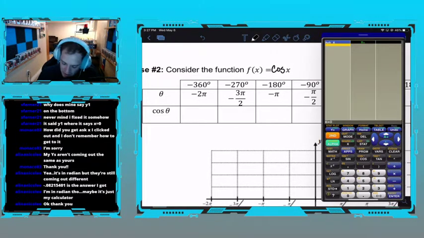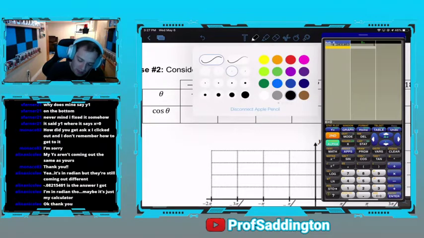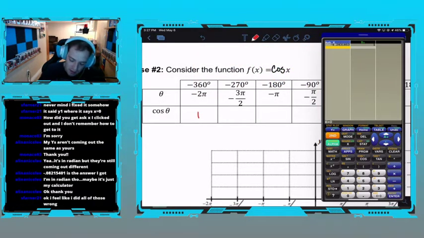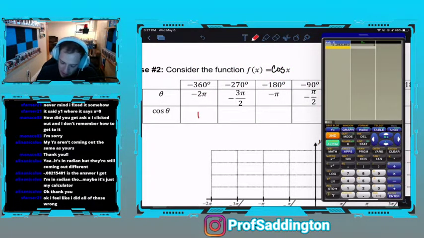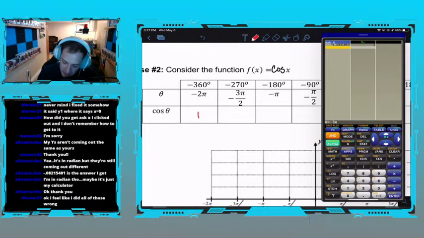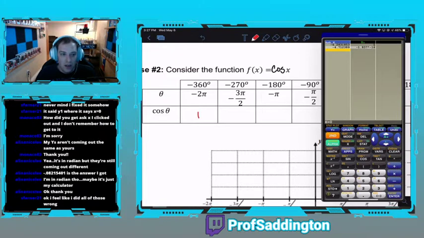So the first thing I'm going to type in is negative 2 pi. Press enter, and it says the answer is 1. I'm then going to type in negative 3 pi divided by 2. And it looks like I'm getting that crazy answer with the e in it again. If you ever get a crazy answer with the e in it, it's just going to be 0.